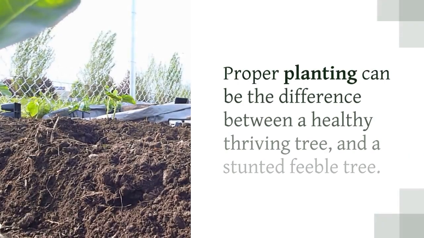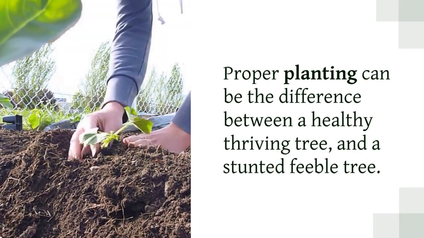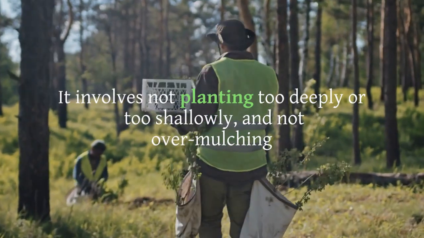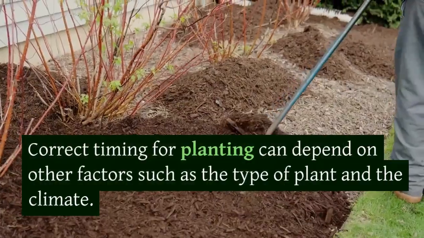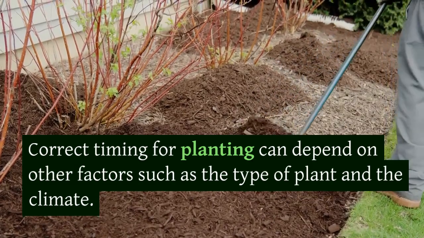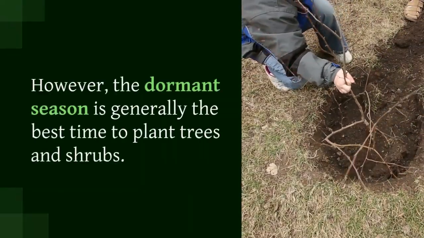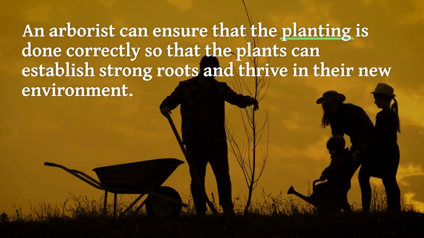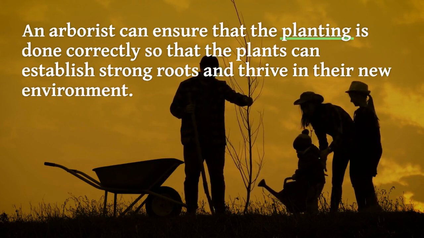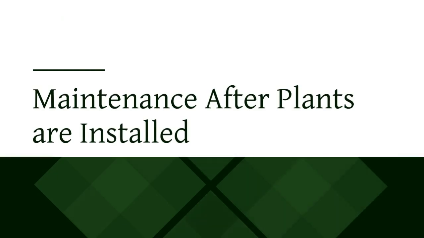Proper planting. Proper planting can be the difference between a healthy, thriving tree and a stunted, feeble tree. It involves not planting too deeply or too shallowly and not overmulching. Correct timing for planting can depend on other factors such as the type of plant and the climate. However, the dormant season is generally the best time to plant trees and shrubs. An arborist can ensure that the planting is done correctly so that the plants can establish strong roots and thrive in their new environment.